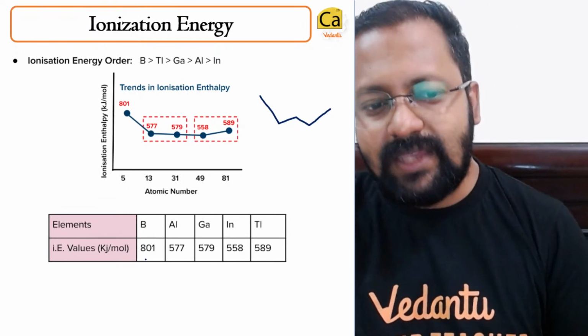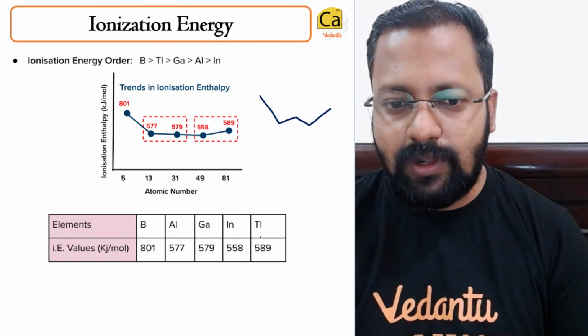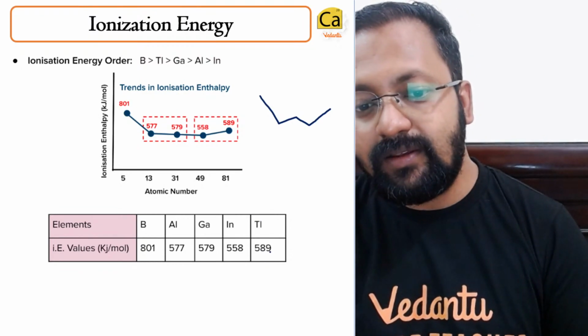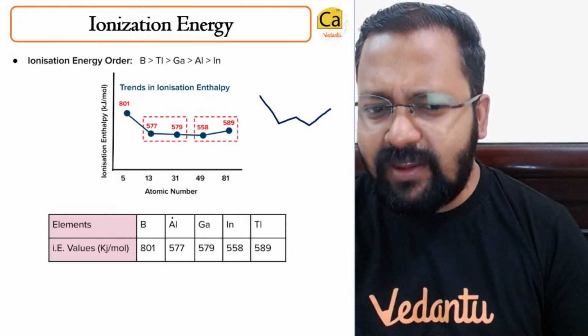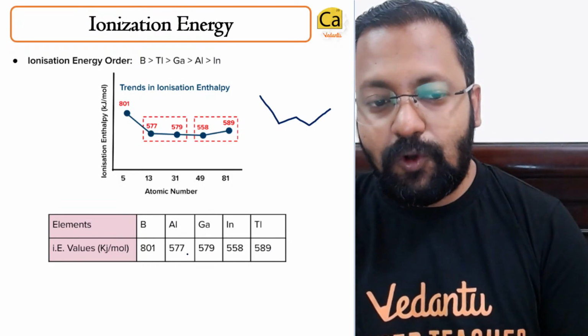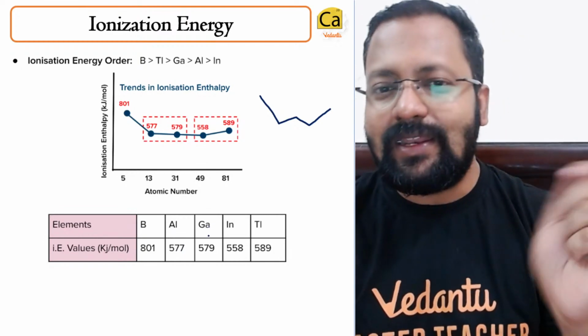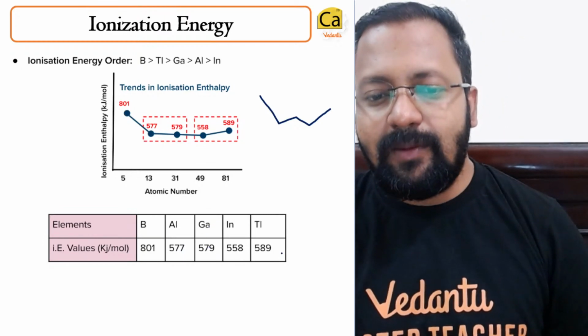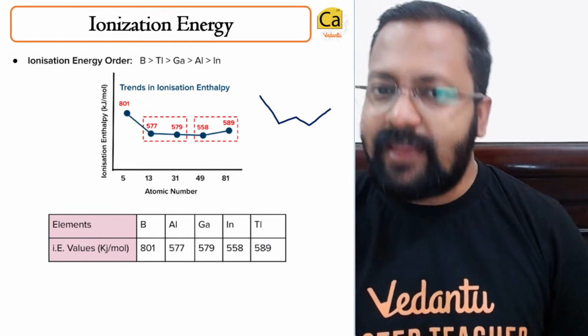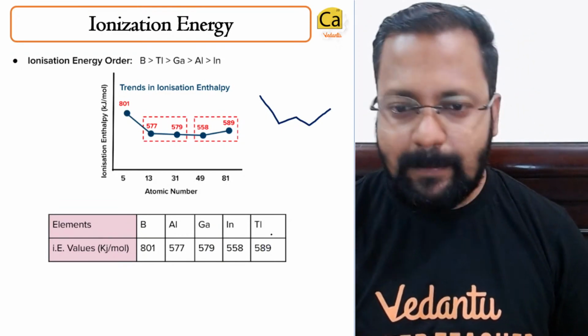So boron is 801 kilojoule per mole, thallium is 589. You can see that there is a very, very small difference. There is just a 2 kilojoule difference between aluminium and gallium, and that's because of an increase in the nuclear charge. Because of poor shielding, thallium is even higher.